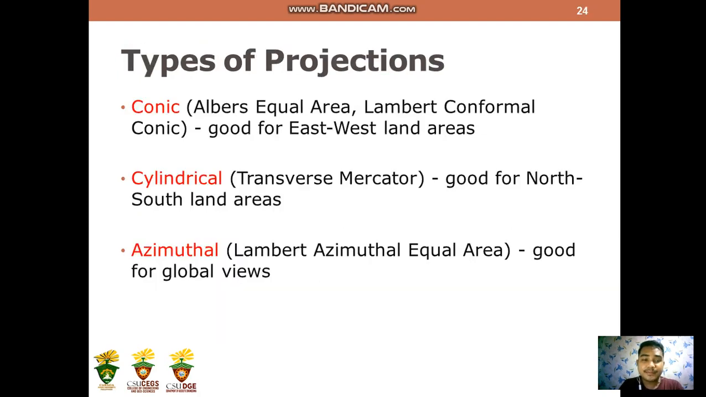And as per the types of projection, we have three types, no? First is a conic type of projection. Examples of these are the Albers equal area and Lambert conformal, and these are good for east to west land areas. And for cylindrical, we have as example here the transverse Mercator, and this is good for north to south land areas. And last type is the azimuthal. Example of this one is the Lambert azimuthal equal area, which is good for global views.